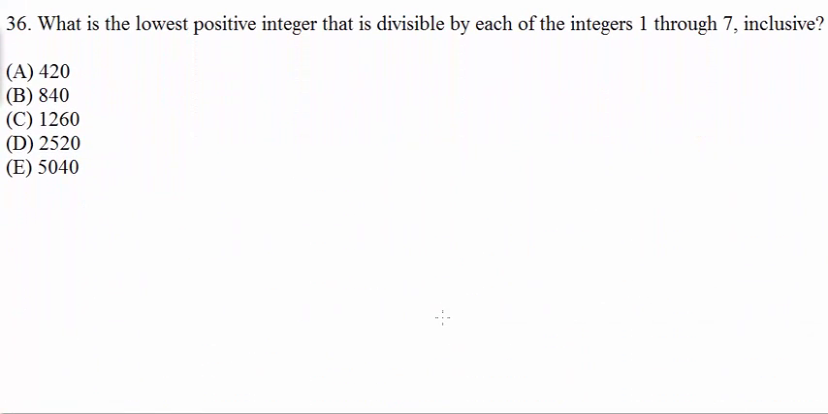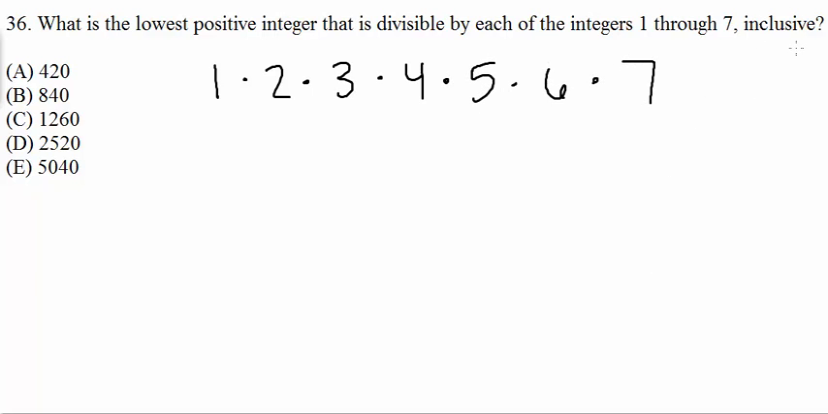Okay, so what is the lowest positive integer that is divisible by each of the integers 1 through 7 inclusive? So I actually really like this question because it's not that difficult once you break it down into its component parts. First of all, let's write out all of the numbers we're going to be multiplying. 1, 2, 3, 4, 5, 6, and 7. Inclusive, again, means including the end values, so the 1 and the 7.